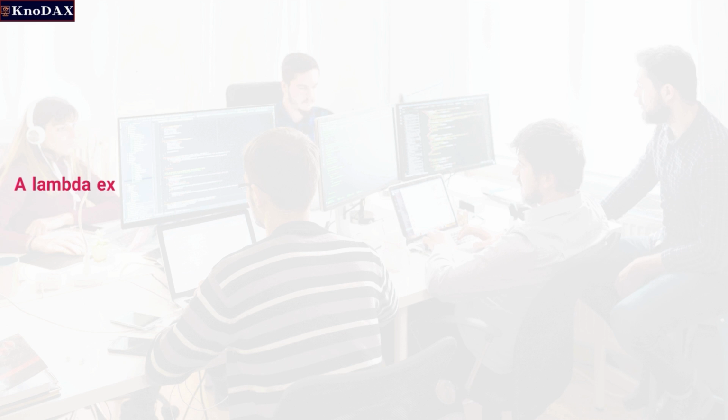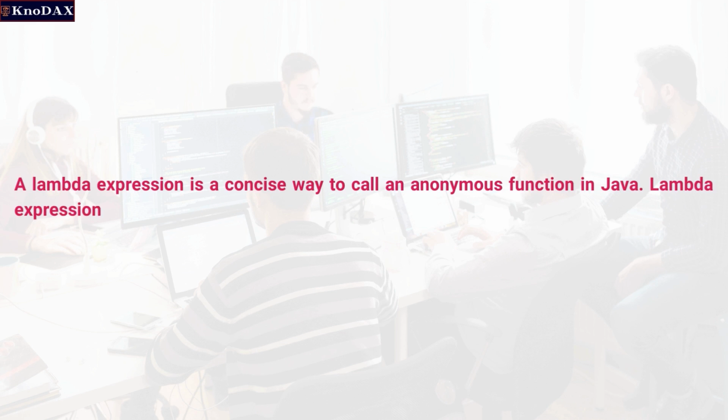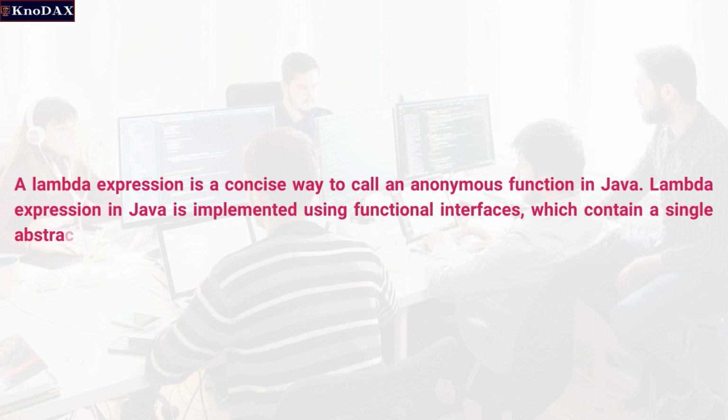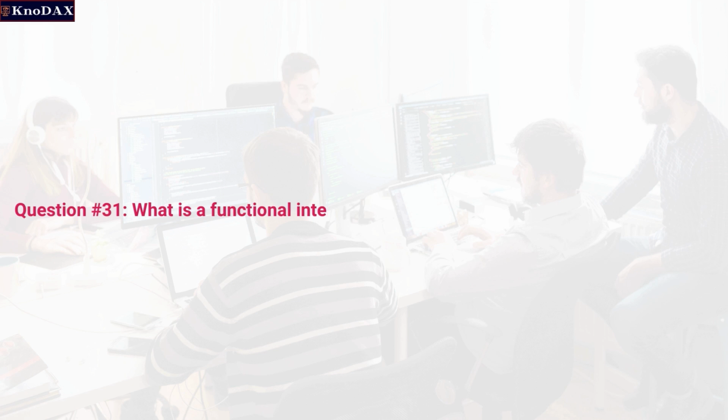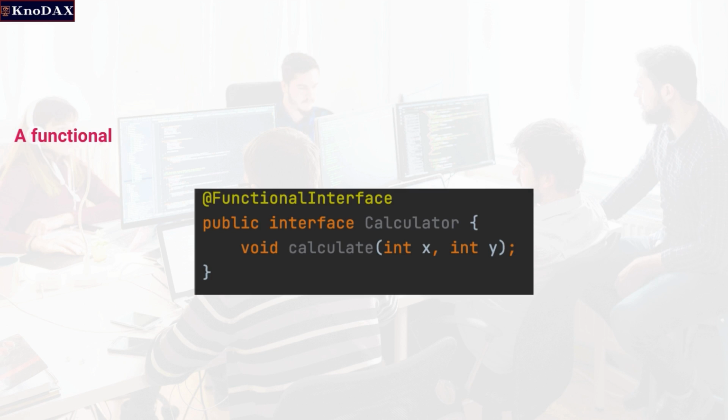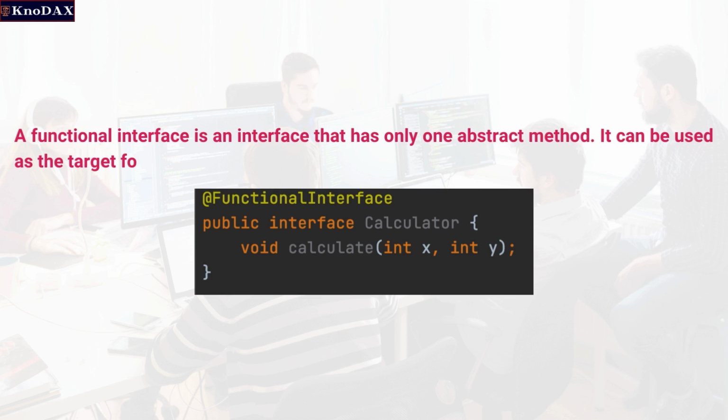What is a lambda expression in Java? A lambda expression is a concise way to call an anonymous function in Java. Lambda expression in Java is implemented using functional interfaces, which contain a single abstract method. What is a functional interface in Java? A functional interface is an interface that has only one abstract method. It can be used as the target for lambda expressions and method references.